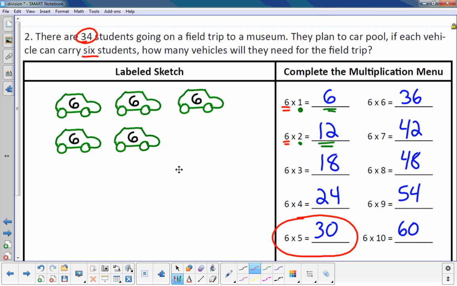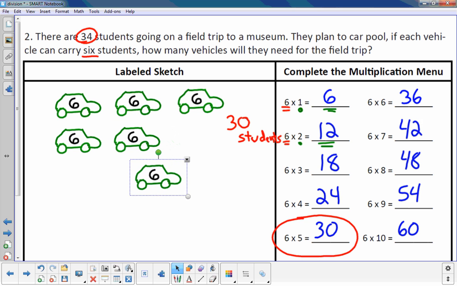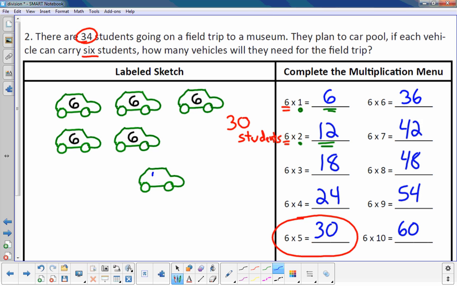So I have 6 times 5. Altogether, that's 30 students. I'm not quite there yet. I need another car for the 4 leftover kids, the 4 leftover students. So I'm going to need one more car, but it's only going to carry 4. So I'm going to change that to 4. So 5 cars will have 6, and there'll be 1 car with 4 students.